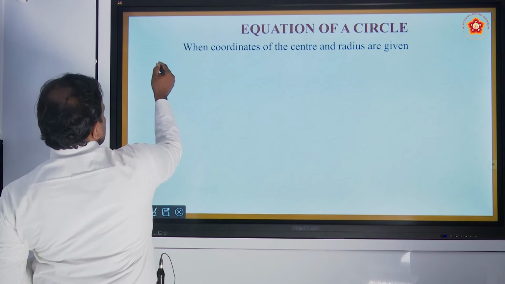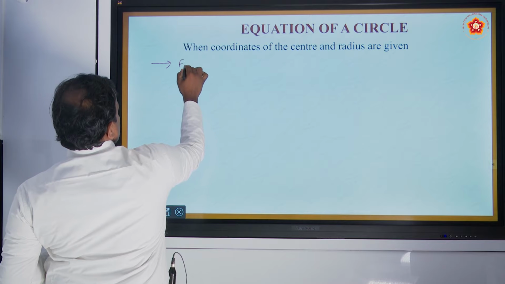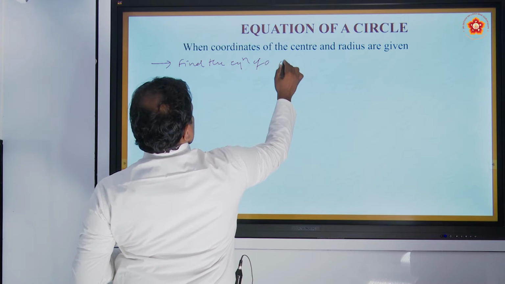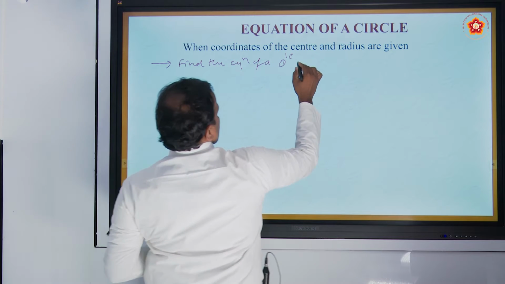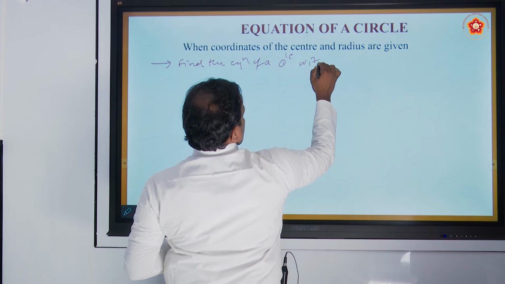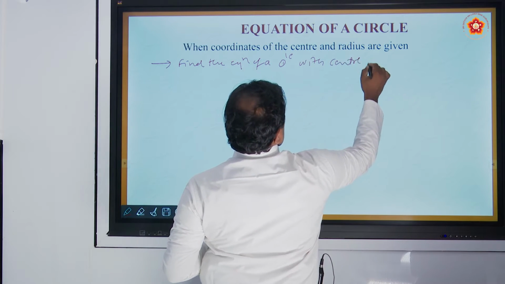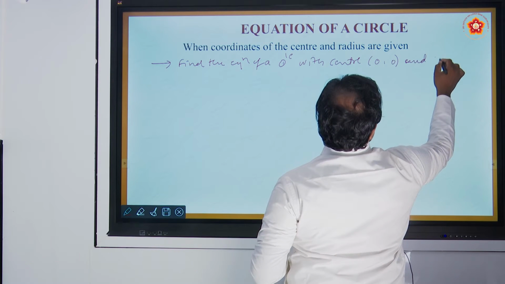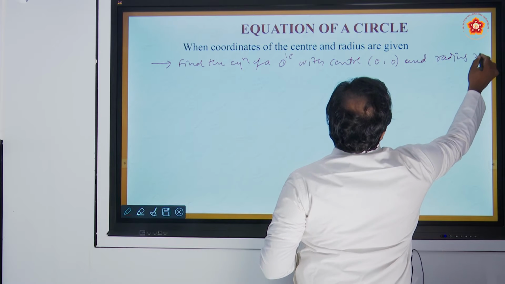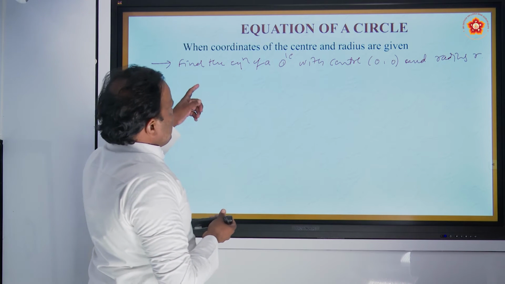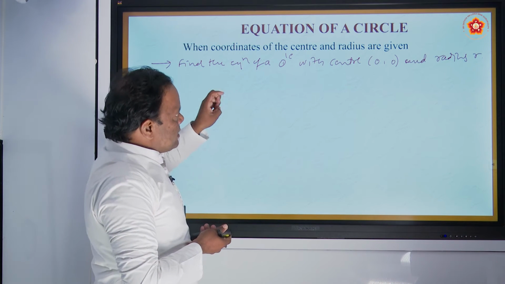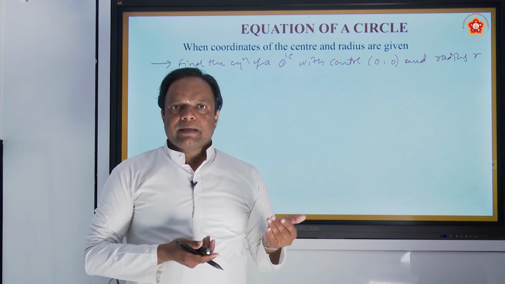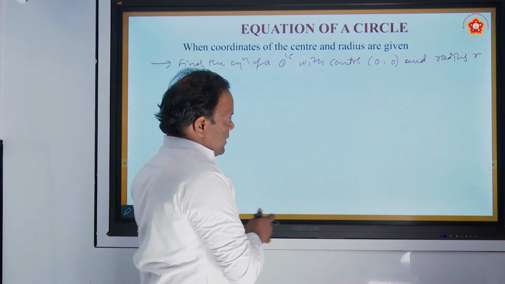See, we have two parts here. Find or derive the equation of a circle with center 0, 0 and radius r. Okay, radius is r. See, equation of circle when center and radius are given. Center is 0, 0. Next part, you take center h comma k. So I draw the figure here.